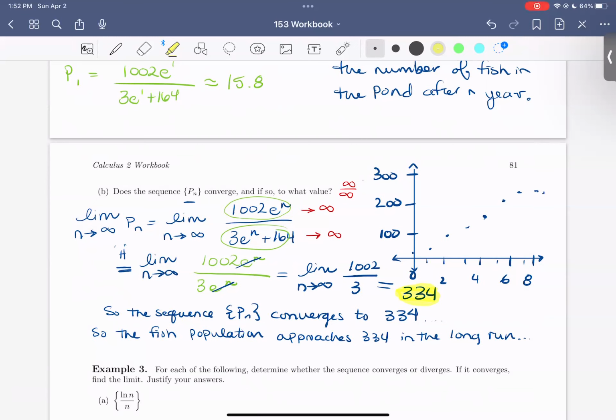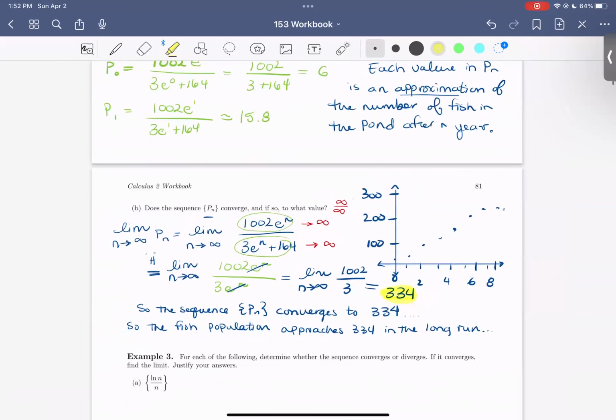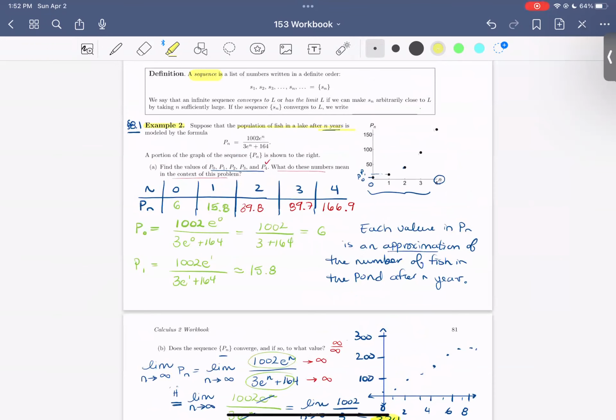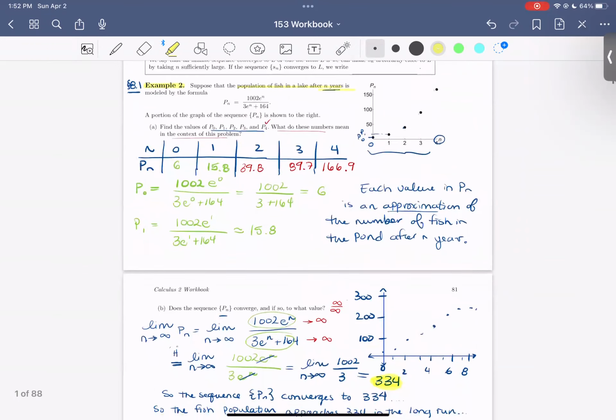Awesome. So here in this example, just to recap, we saw this sequence that represented the population in a pond over n years. When we analyzed that sequence and dug further into its behavior, we saw that that sequence actually converges to 334.